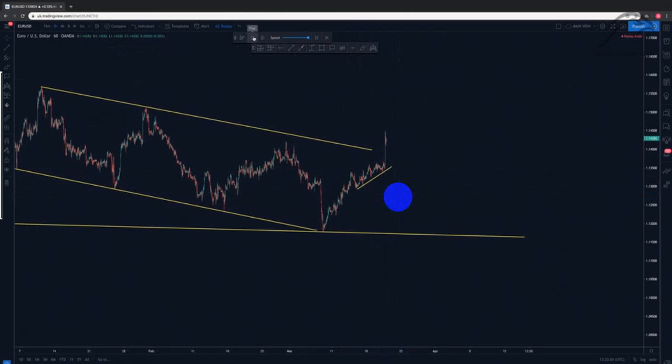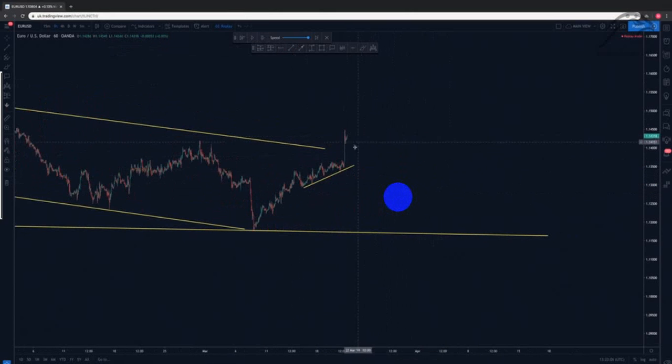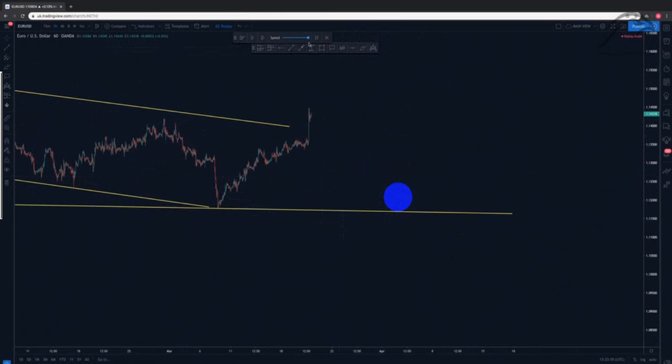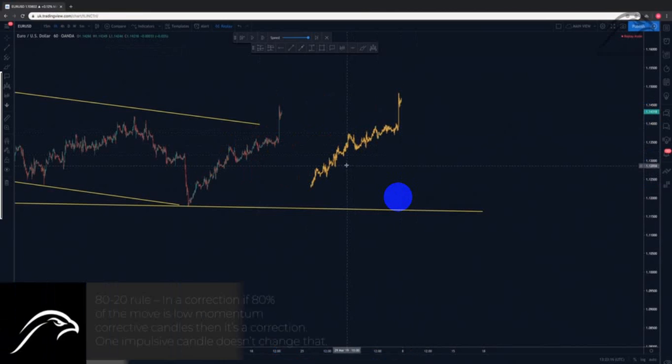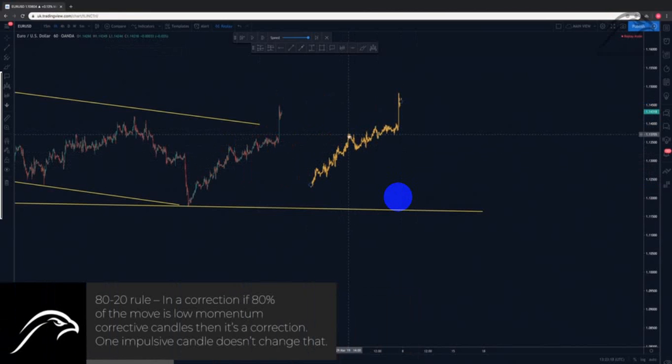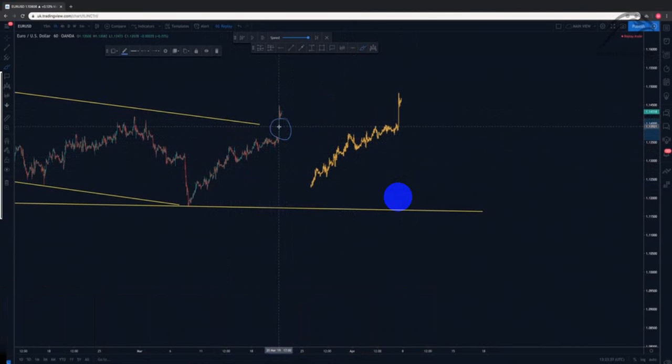Let's just play this. It's this part here. You see how we suddenly get that volatility. This is where it can put people off, because if we just take this bit of price and look at it, ask yourself, 80-20 in a correction. If 80% of it is low momentum corrective candles, then it's a correction. One impulse doesn't change that. What is this? This is just a bit of volatility with news.